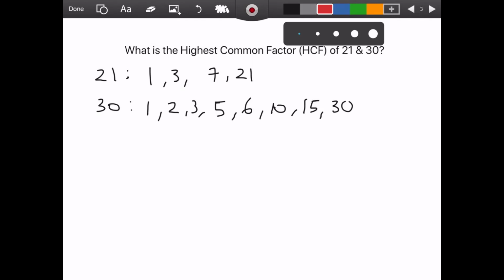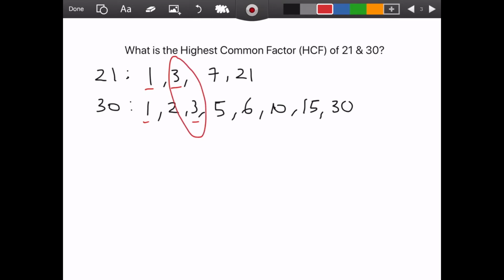And let's check, what is the highest common factor? We know that 1 is a factor, but is there any other number? Oh, there is 3 as well, right? Is there any other number? No other factors. So 3 is the highest common factor, right? Of course, it's higher than 1. So what is the answer? This is equal to 3.